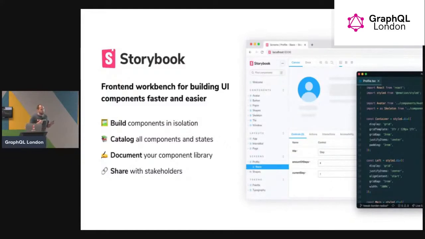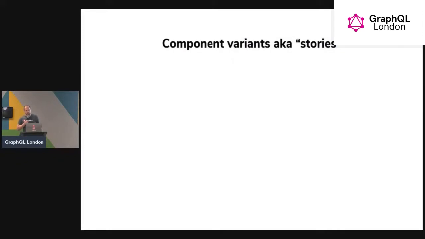It's also a way to catalog all of the UI components that you have in your application and then document your entire component library for other developers in your company or even in the world to use in their applications. And finally, it's a way to share the UI part of your work with stakeholders. So I'm not here to talk about Storybook, but I wanted to introduce it anyway.